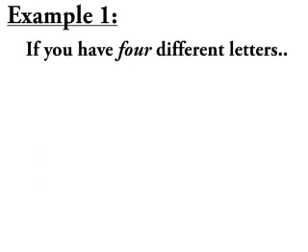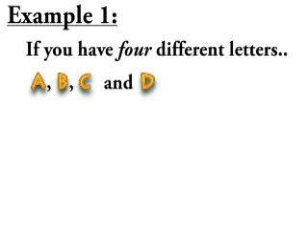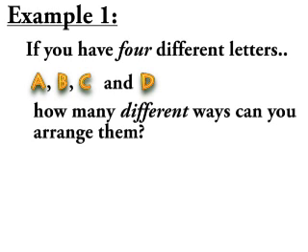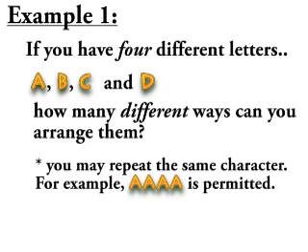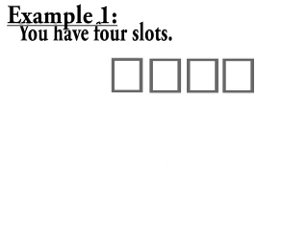Example 1. If you have 4 different letters, A, B, C, and D, how many ways can you arrange them? You may repeat the same character. For example, A A is permitted. You have 4 slots.